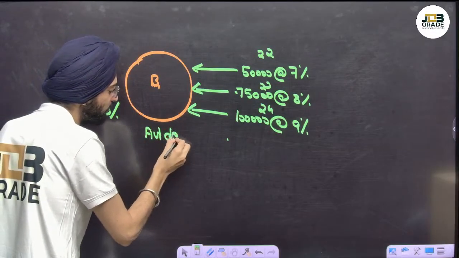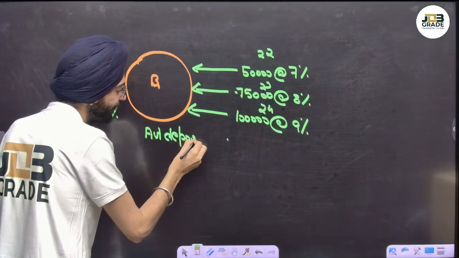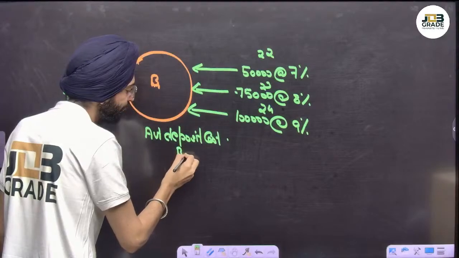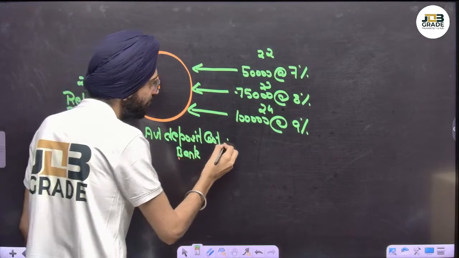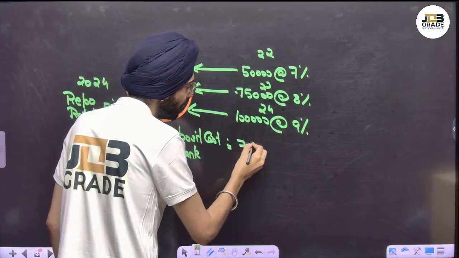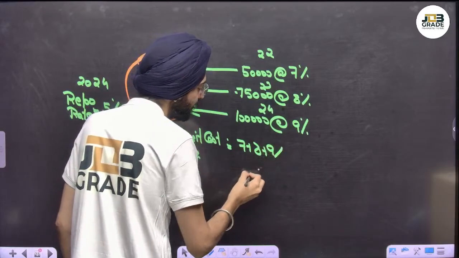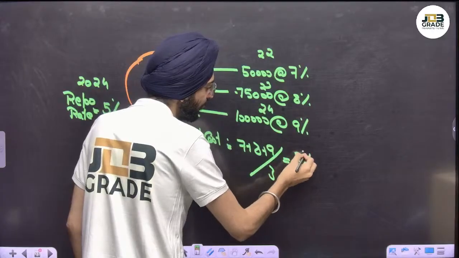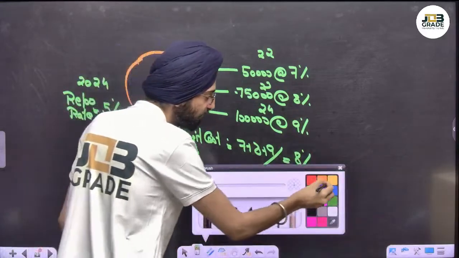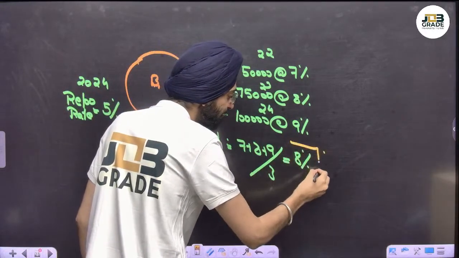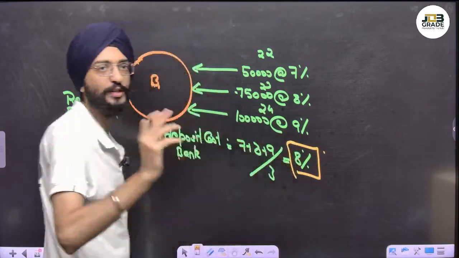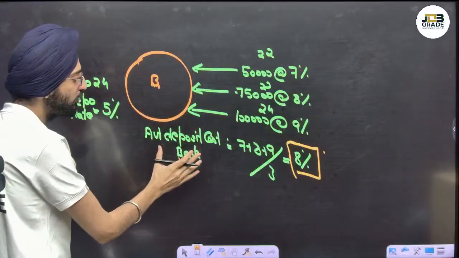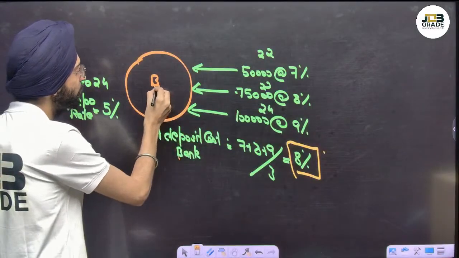The average deposit cost for the bank is 7 plus 8 plus 9 divided by 3. 24 divided by 3 is 8. That is 8%. This will be the average cost of deposits. Just bear with me for a certain time. You'll understand this concept holistically. The average cost of deposits for a bank is 8%.